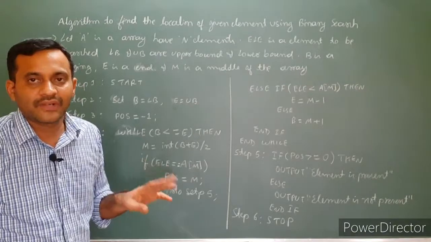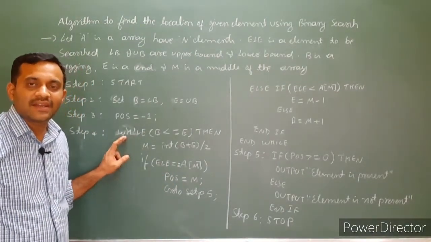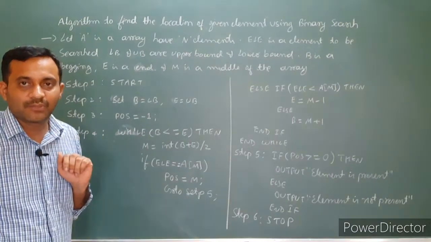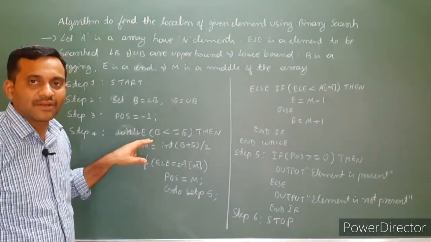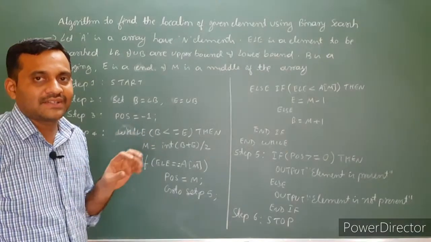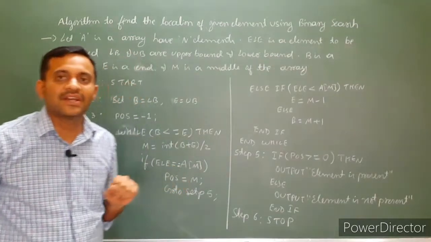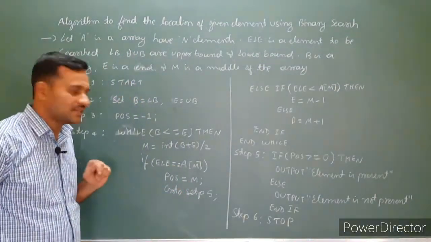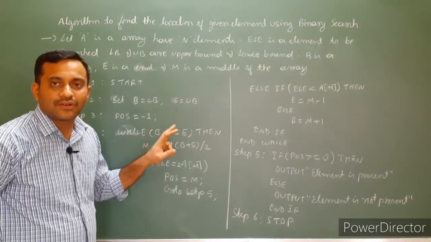How many times? We do not know the number of iterations. Hence here we use while. While is a pre-tested looping statement. If the iterations are not known, then we use either while or do while. If the number of iterations is fixed and known, then we use for. But here we do not know the number of iterations, hence we use while, with the condition beginning less than or equal to end.